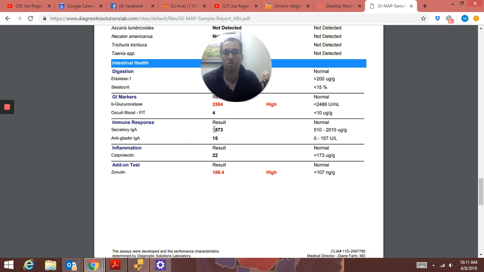Anti-gliadin IgA is an immune response that your body makes to gliadin protein found in wheat. So basically, like the jaws of life, they pry open those types of cells inside the intestine.